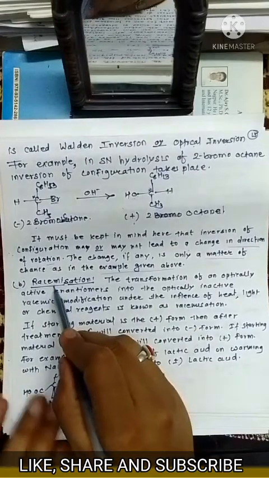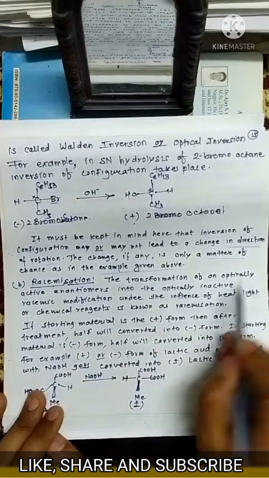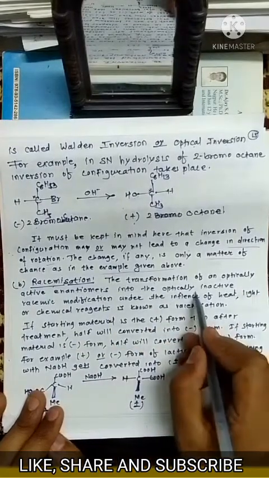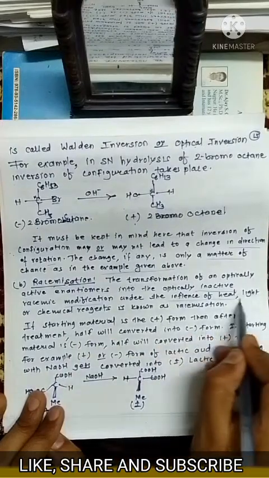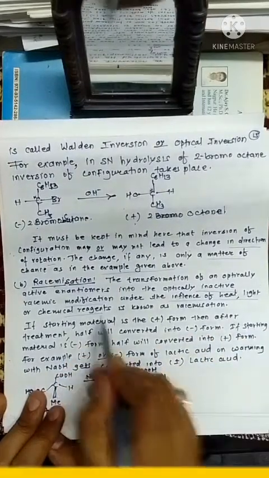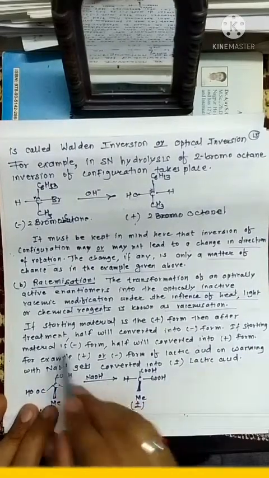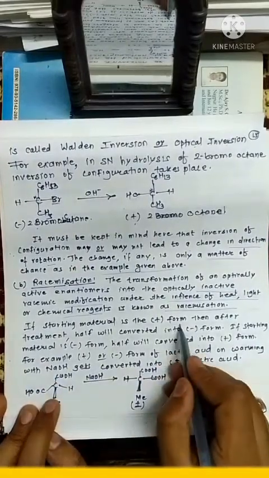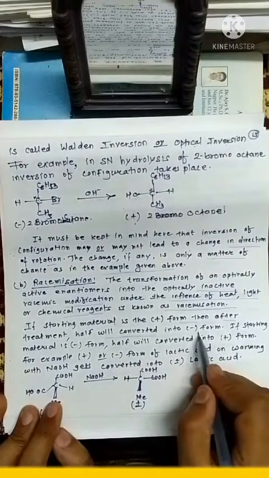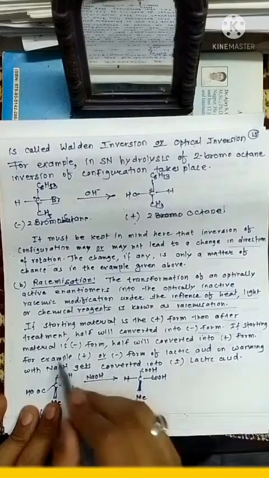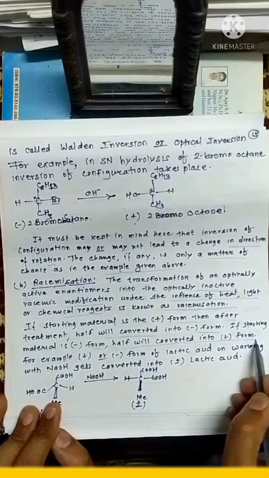Now we are going to see what is meant by racemization. The transformation of an optically active enantiomer into an optically inactive racemic modification under the influence of heat, light or chemical reagent is called racemization. If a starting material is a positive form, then after treatment half will be converted into negative form. If the starting material is negative form, half will be converted into positive form.